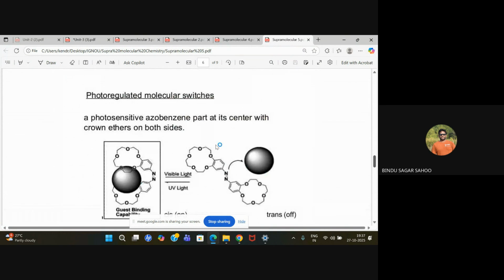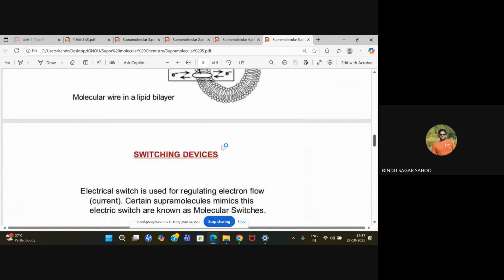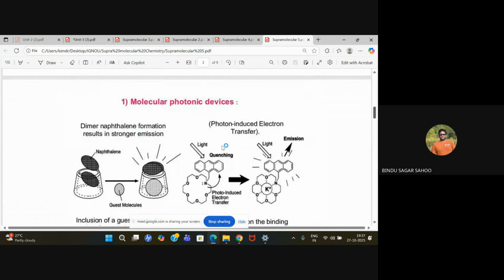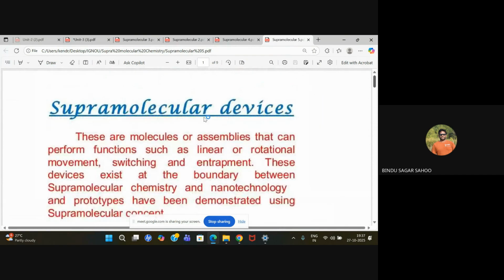Sometimes these are also called switched processes or photoregulated processes. That means the host-guest interaction can affect the photonic processes, or they can sense the absorption of photons, they can emit light, they can absorb light, like that. So these are the processes, and that's why these are called supramolecular devices. Some supramolecular complex behavior is called supramolecular devices.